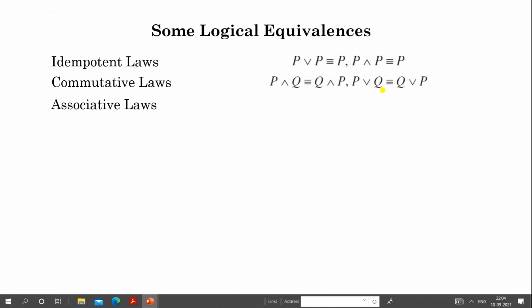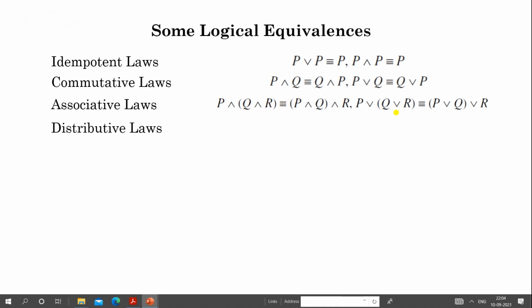Now associative law. Associative law, P and Q and R is equal to P and Q and R. It means first we have calculated P and Q, then R. Here Q and R first, then calculate this with P. So in this way you can change the association. This is associative law. Similarly, you can write it for disjunction.